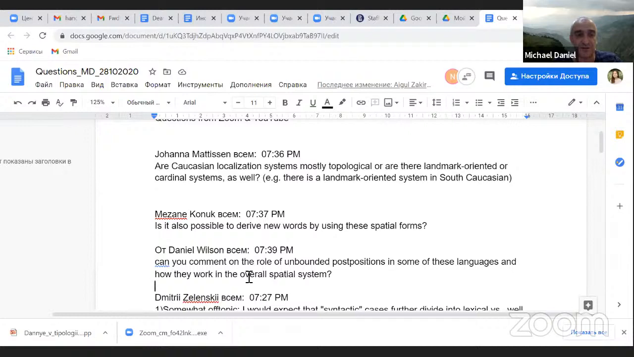Then Wilson asks, can you comment on the role of unbound postposition in some of these languages and how they work in the overall spatial system? I hope I understand what you mean here by unbound. Okay, so by unbound postposition, you meant as opposed to the bound suffixes. The problem is that I had a special part of the presentation on it. I can't share my screen right now, I can only briefly describe the main points about it.